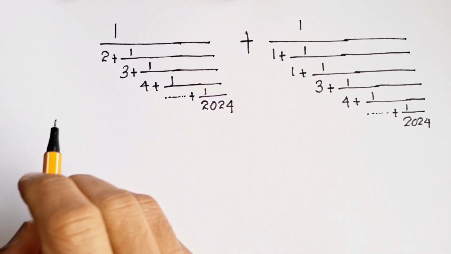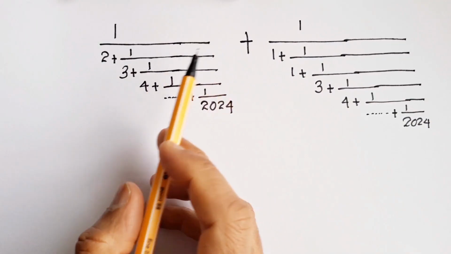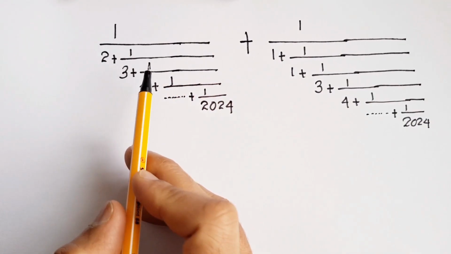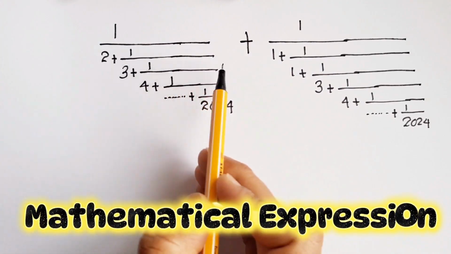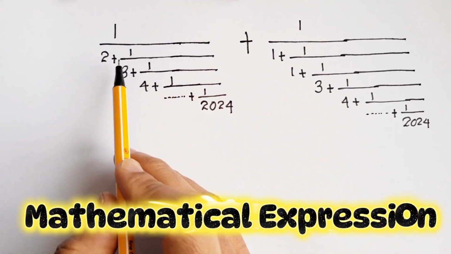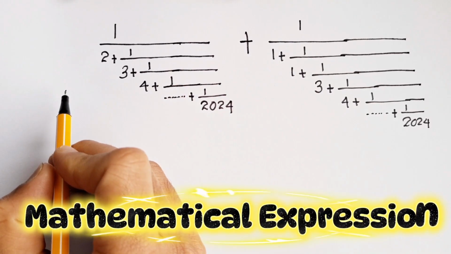Hello, my dear friends. Today I'm going to show you how to solve this nice Olympiad maths problem. We have been asked to simplify this mathematical equation. On the other hand, you have to find out the value of this mathematical equation. Here is how I am going to solve this problem.